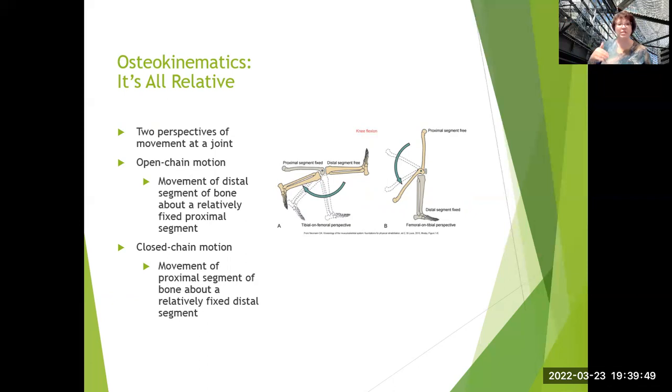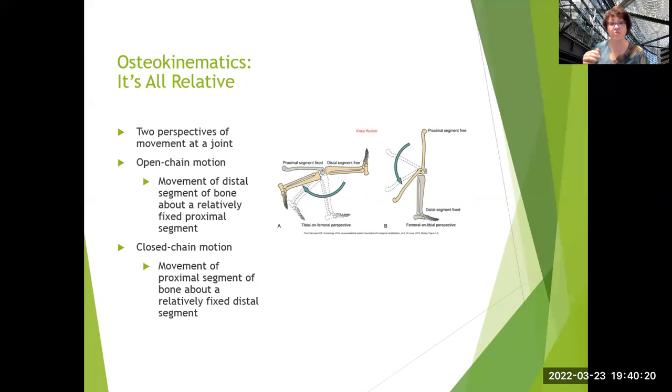A closed chain movement is a movement of the proximal segment of a bone around a relatively fixed distal segment. So same thing, you're sitting in a chair. If you stand up and extend your knee, that's a closed chain motion because the distal segment is fixed. The proximal segment moves, the distal segment does not. So think of some examples of different open chain and closed chain movements. And we'll talk about them in office hours.